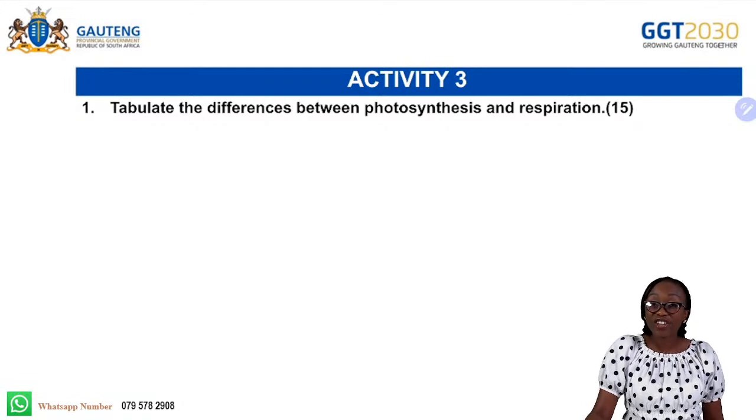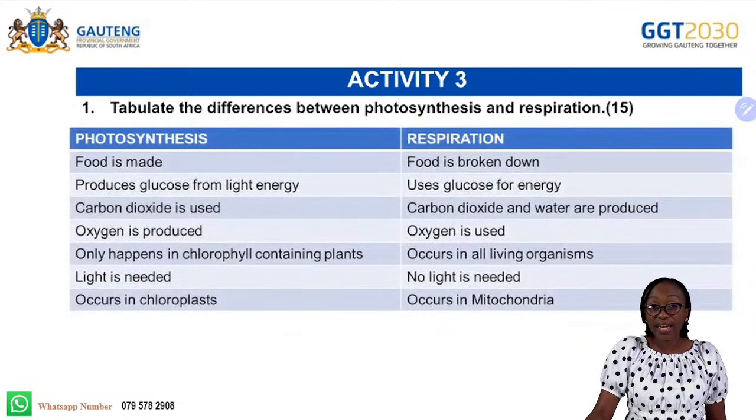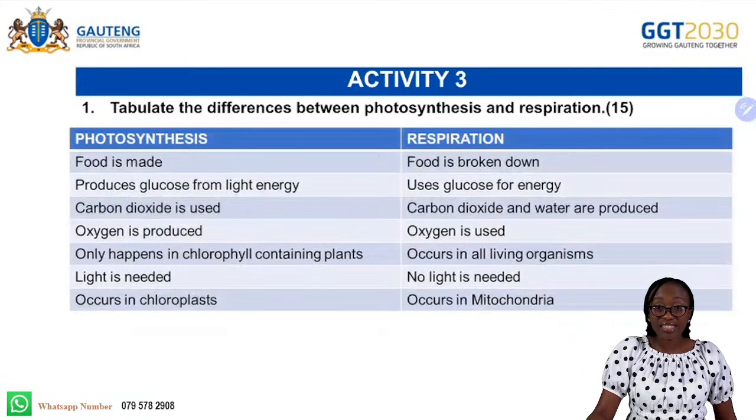Welcome back. Now let's answer the question together. The question reads tabulate. Tabulate means you have to draw a table. That is what tabulate means. So you draw a table, and within that table you put in the differences between photosynthesis and respiration.